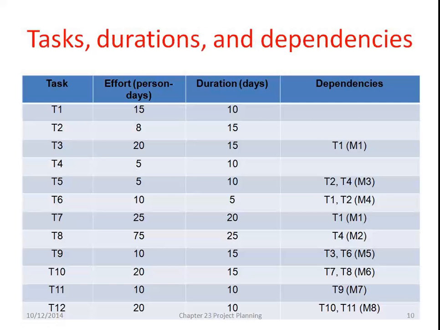In the given diagram it shows task durations and dependencies. Here task T1 requires 15 persons, and for completion of this work it requires 10 days. Similarly, the second task requires 8 persons and 15 days. Task 3 requires 20 persons and 15 days, and its dependency is T1. So task 3 depends on task T1. Similarly for task 4, task 5, and so on. This table shows the task durations and dependencies.